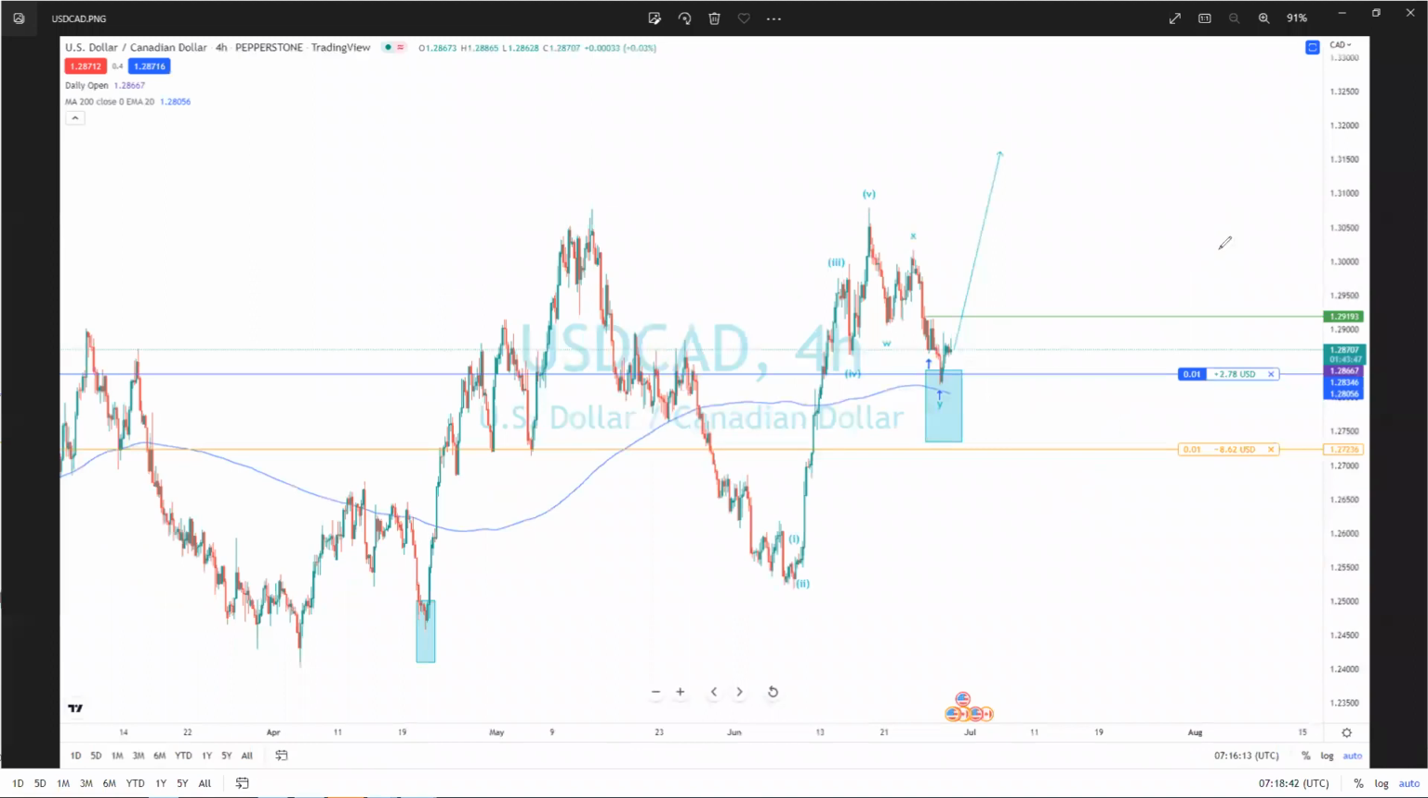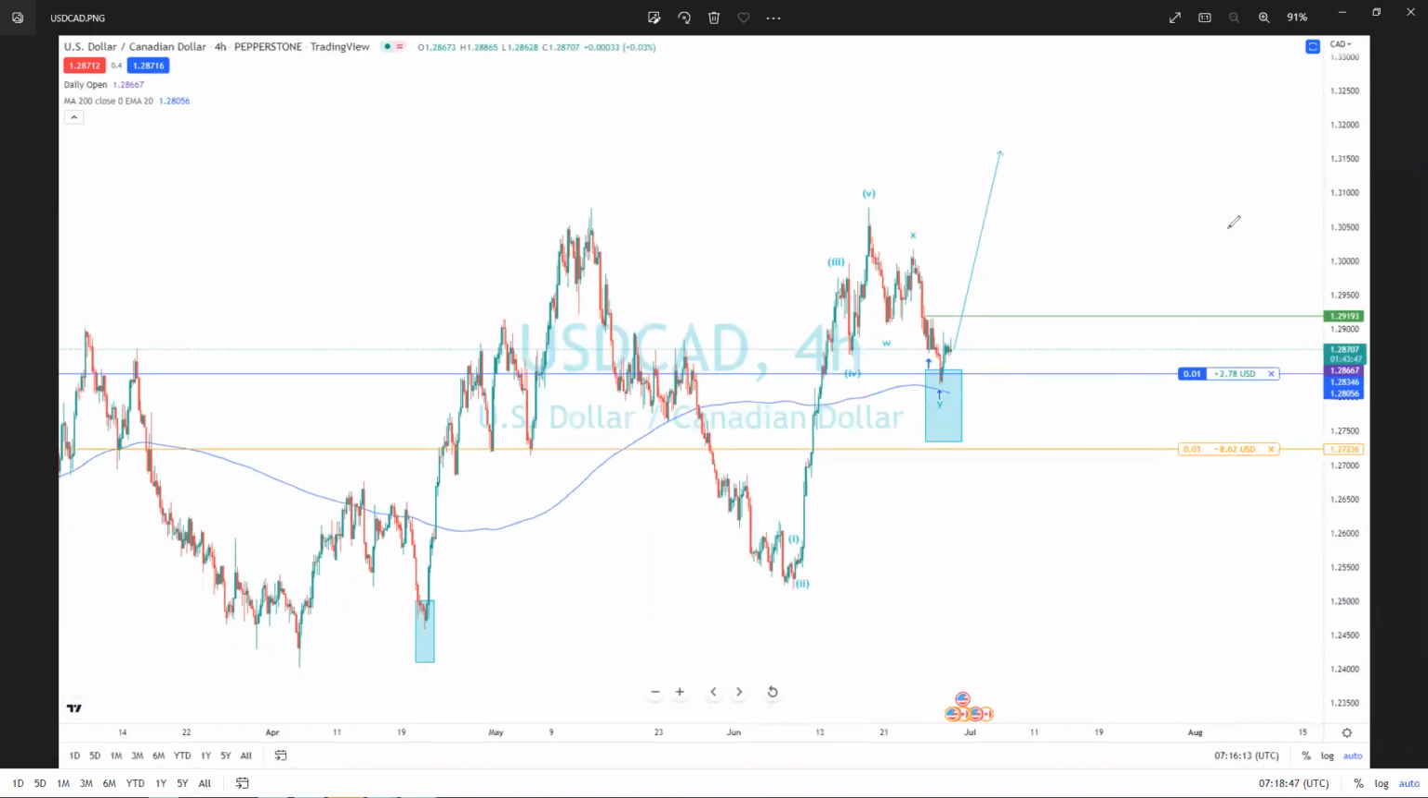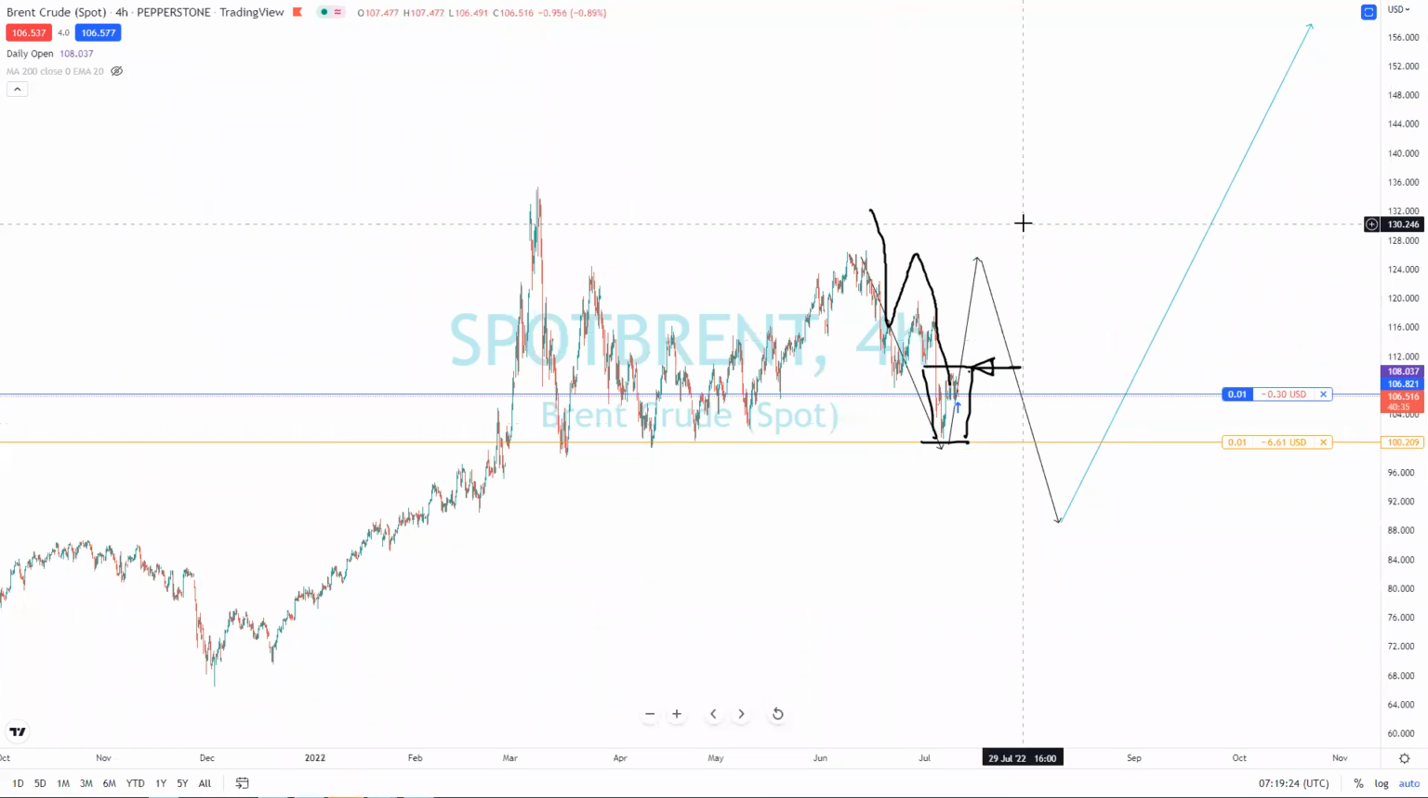So this was our primary view on US dollar Canada. I was looking at this structure as a W, X, and a Y with a blue box set up here. The forecast was for this WXY structure to terminate within the blue box and then make a reversal and shoot to the upside. Let's quickly look at the live chart and see how that has played out.